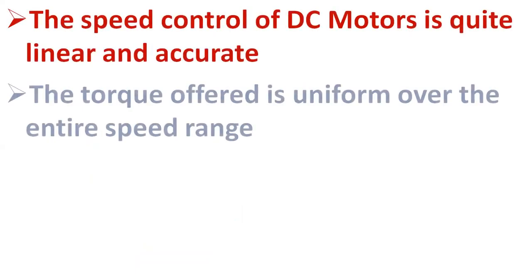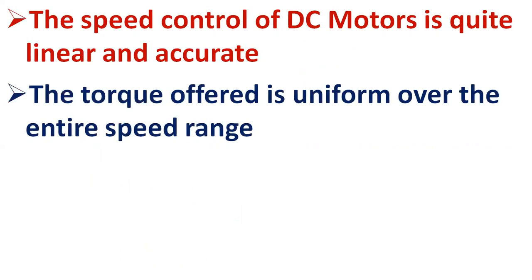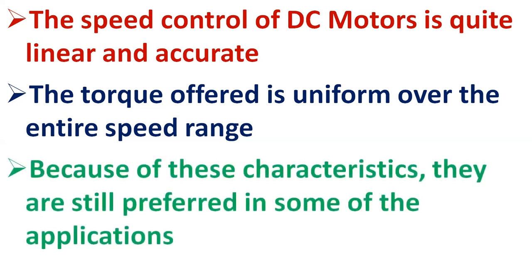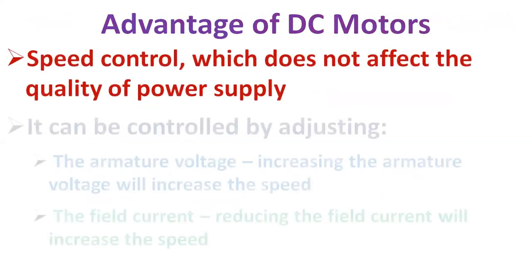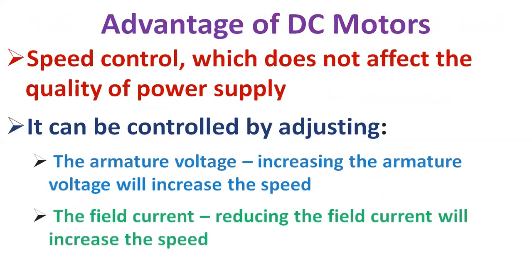This is exactly what we have seen. The main advantage of DC motors is its speed control, which does not affect the quality of power supply. It can be controlled by adjusting the armature voltage. Increasing the armature voltage will increase the speed. Reducing the field current will increase the speed. That is exactly what happens.